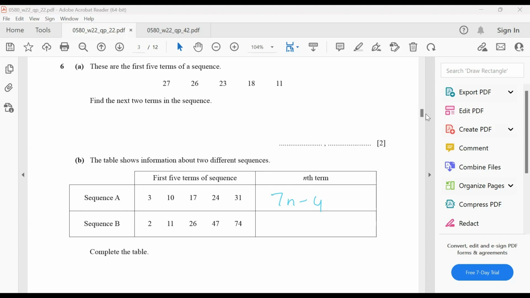Now let's look at sequence B. Sequence B is a little tricky, but it is manageable. So let's look at this. This is getting added by 9. This is getting added by 15. And this is getting added by 21. So now let's try and look at the common thing between them, which is 6.